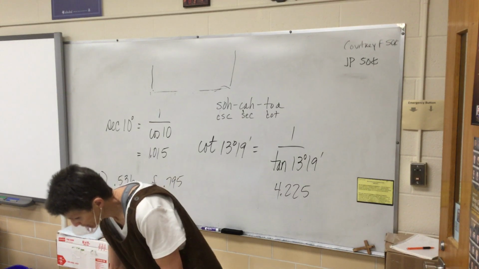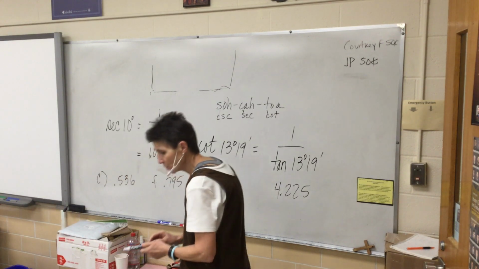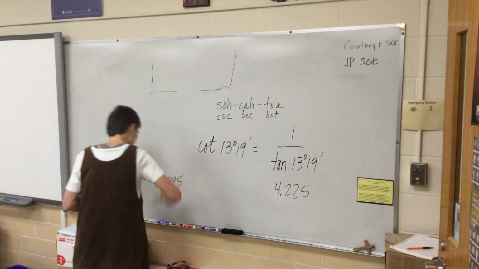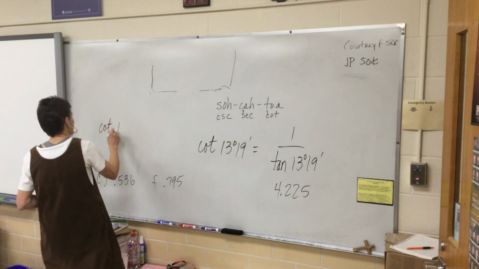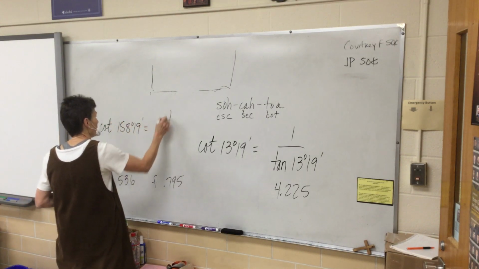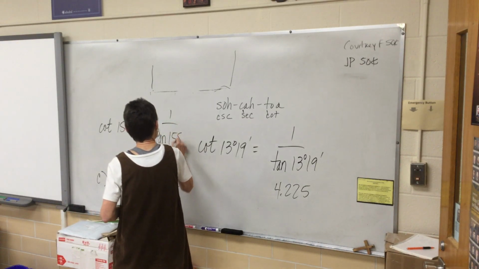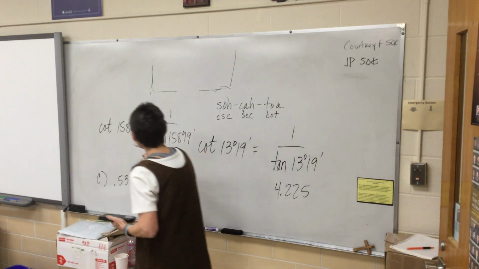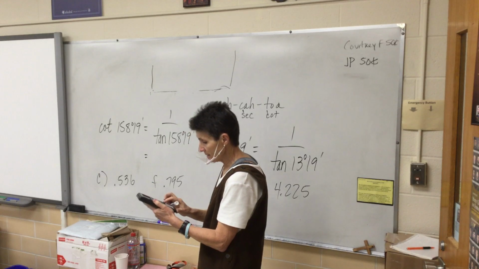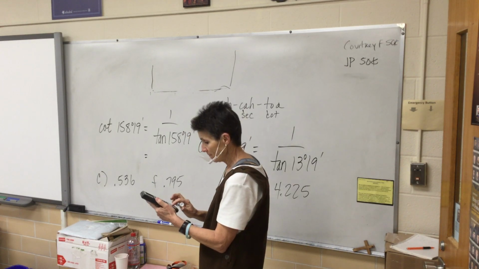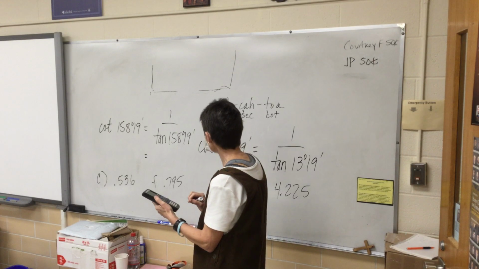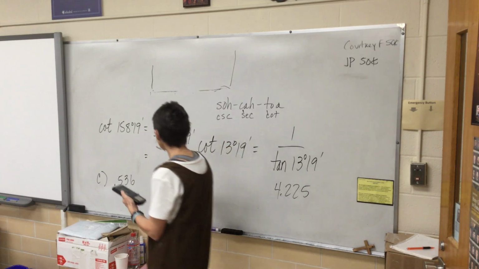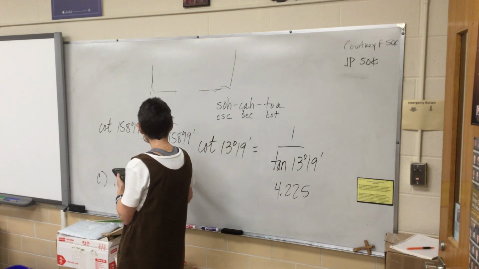All right, and then, yep, Jaden says we have to do I now. So cotangent 158°19'. How do I do a cotangent? 1 divided by tangent 158.19. That's okay, they can come out negative sometimes. So 1 divided by tangent 158 second angle degrees, 19 second angle minutes. Yep, I got negative 2.515.